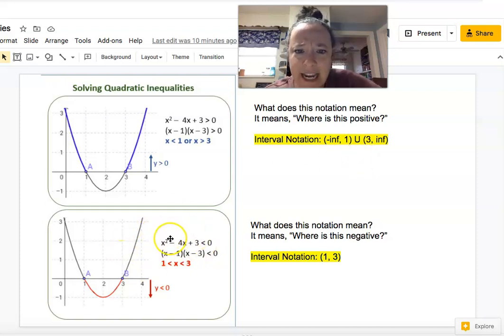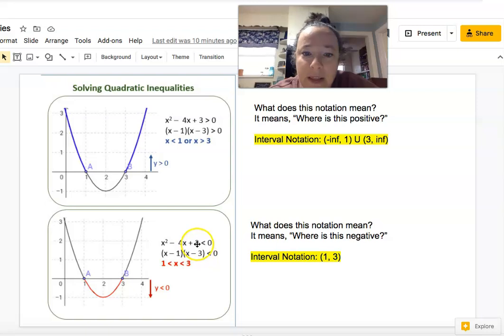Now, what if I had the same graph, the same equation, but less than 0? That means where is it negative? Where is it below the x-axis? And that would be between 1 and 3. Over here's the interval notation. Of course, they gave the inequality notation, which is not preferred, okay?